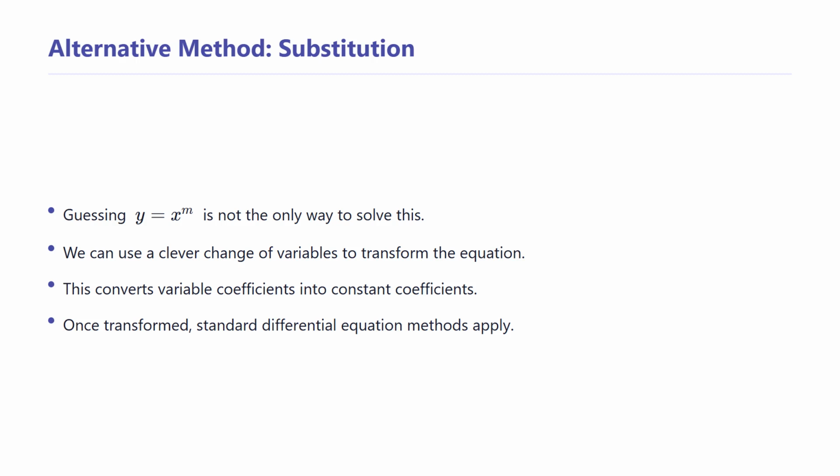So, we have proven that the trial solution works beautifully. This brings us to an alternative method. If you feel uncomfortable just guessing that y equals x to the power of m, there is another brilliant way to solve the Cauchy-Euler equation. We can use a clever change of variables. By substituting a new variable, we can magically convert the difficult variable coefficients into simple constant coefficients. Once transformed, you can solve it using standard methods you already know from earlier in your course.